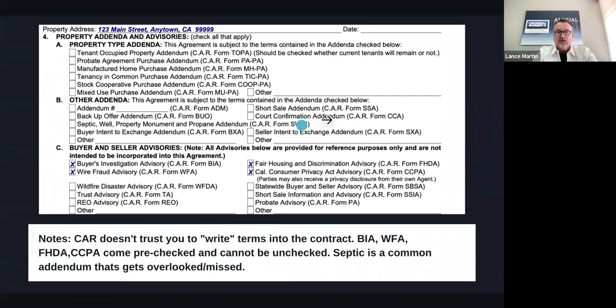Okay, court confirmation, I think we just covered that. Seller's intent to exchange. Over here, we have the buyer's intent to exchange. Now, keep in mind who's writing this contract. This contract is being written by the buyer's agent.